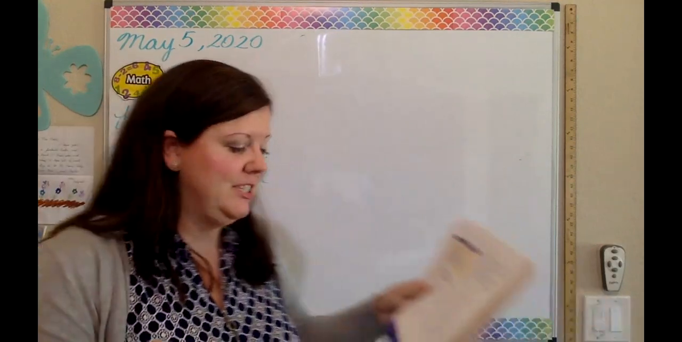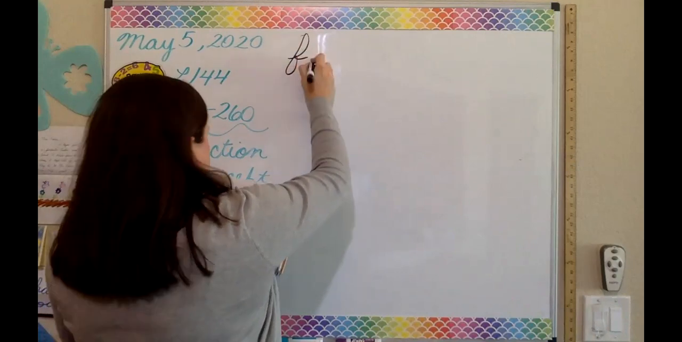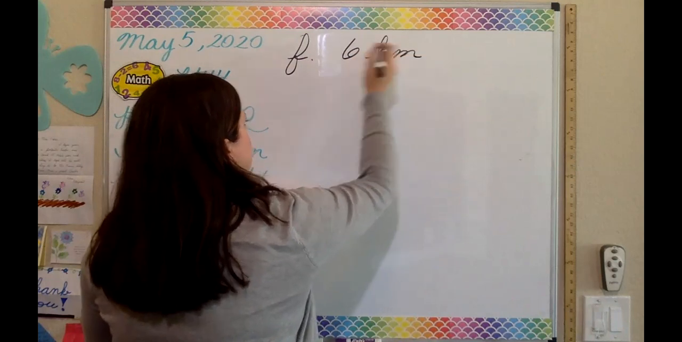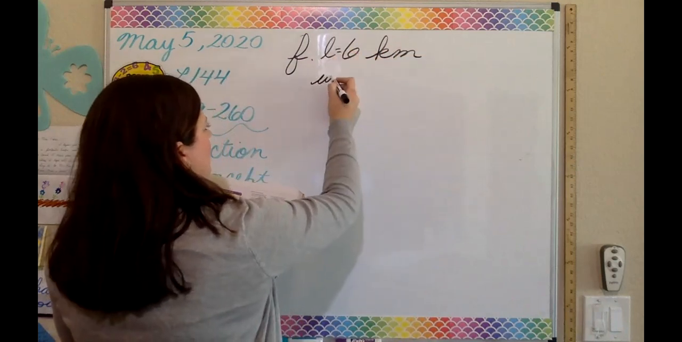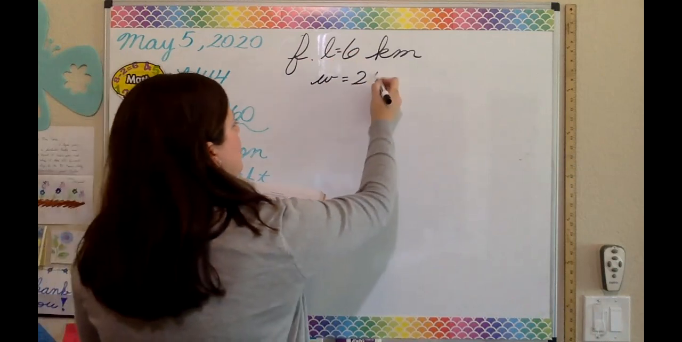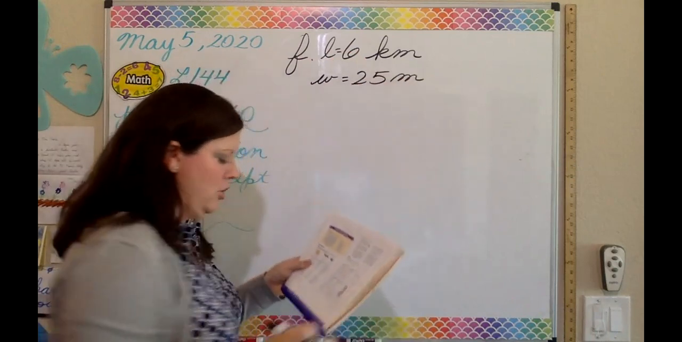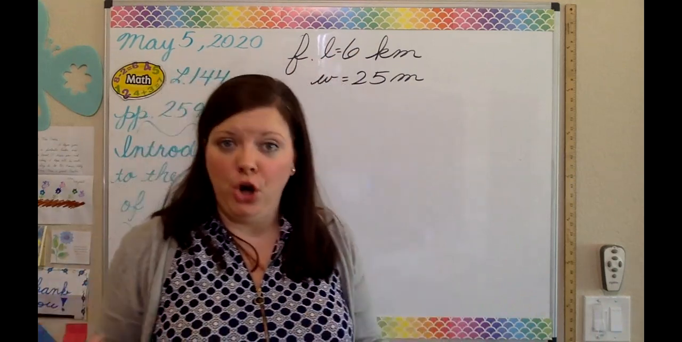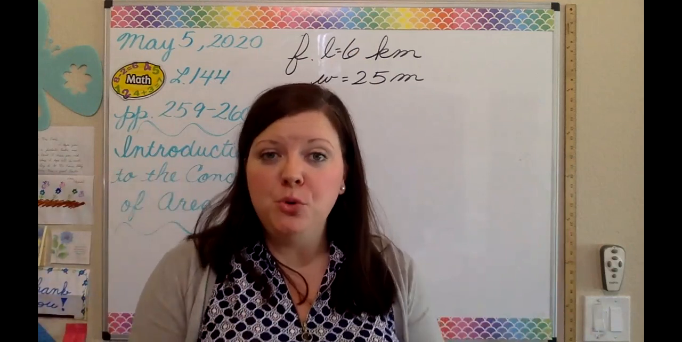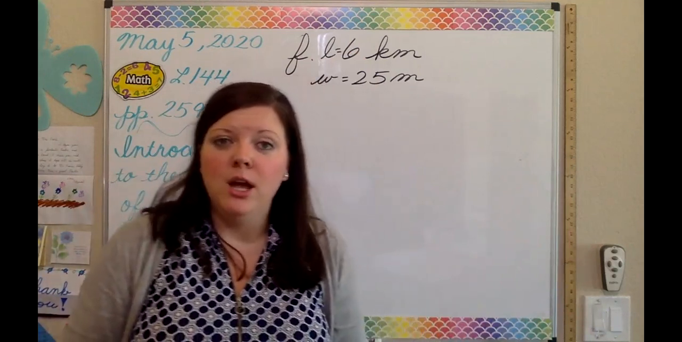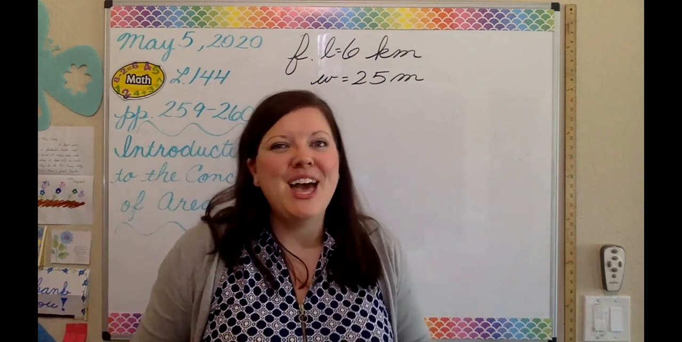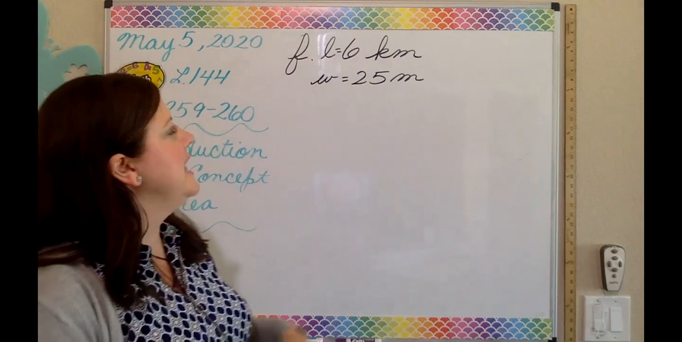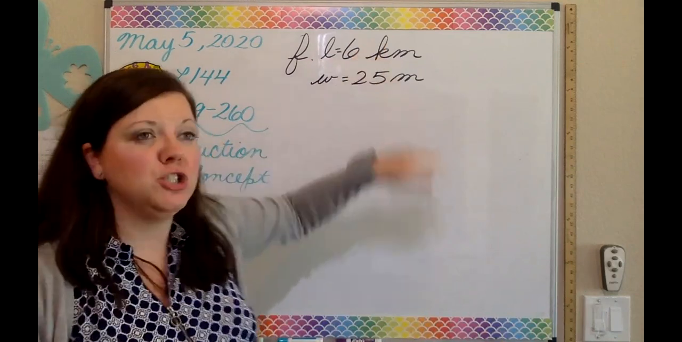Okay, letter F, we're still dealing with a rectangle. 6 kilometers is our length. Our width is equal to 25 meters. Well, according to the instructions, they're wanting us to convert to the smaller unit of measure. What is smaller, a kilometer or a meter? A meter. Remember, the kilometer is the king of the measurements for the metric system. So let's go ahead and change kilometers to meters.